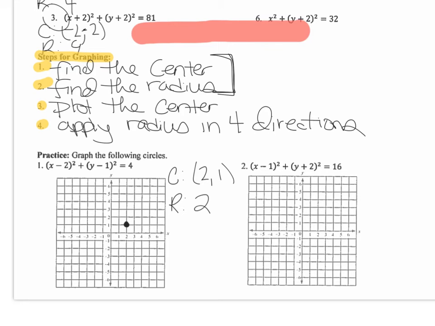And I will change my color so you can see what I'm doing. So I'm going to go 2 units to the right and plot a point, 2 units up and plot a point, 2 units to the left and plot a point, 2 units down and plot a point. I'm going 2 units because that's what my radius tells me to do. So here's where it gets fun, because now I have to try to make a circle out of those 4 dots.